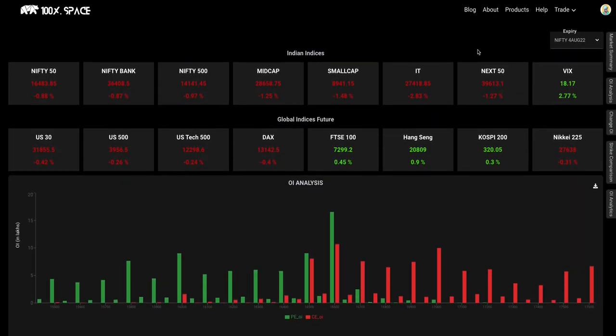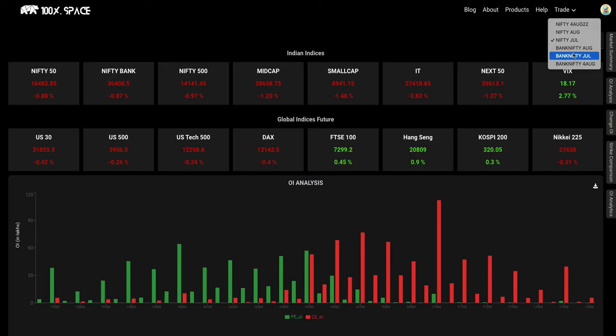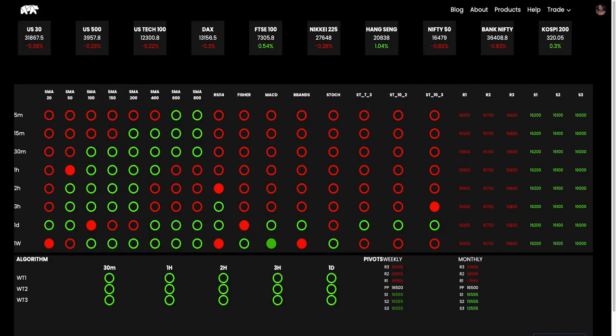Great. So this is all for you guys. Same thing, Bank Nifty is also there, but this is all for now. So let's go to the next section. The next tab is this one. It's called Nifty Tech, Nifty Technicals.